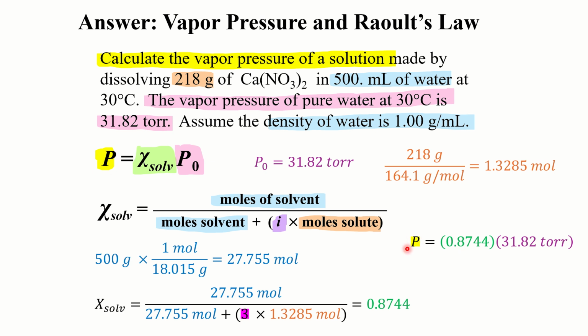So the vapor pressure of the solution equals that mole fraction we just found multiplied by the vapor pressure of the pure solvent, which was 31.82 torr. And our final answer is 27.8 torr. This is the correct answer here. I'm rounding the final answer to 3 sig figs, given that this value and this value were both given in 3 sig figs. 27.8 torr.